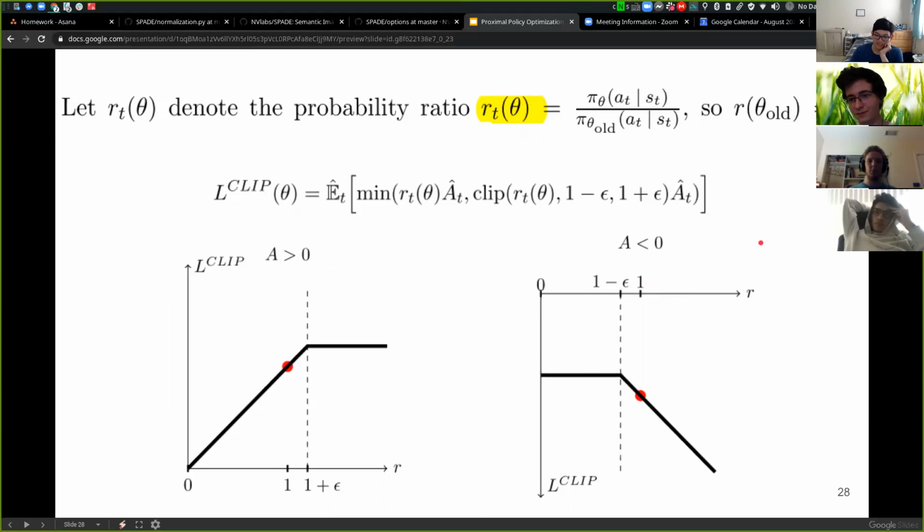Does that make sense? How do you feel about that? That makes sense. I just found something kind of weird about this graph. On the right hand side, when the advantage is negative, it seems that the more negative values are kept, but the less negative values are clipped off. And I thought the point was to avoid extreme gradient changes.